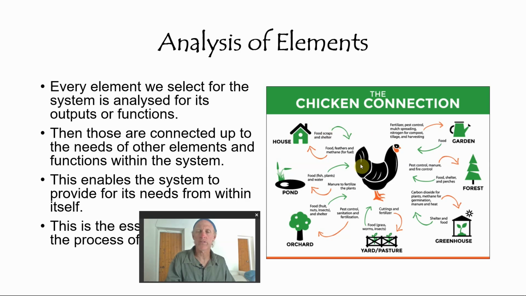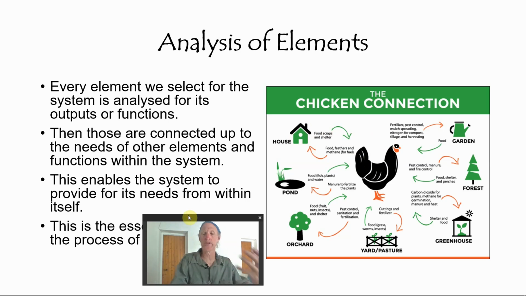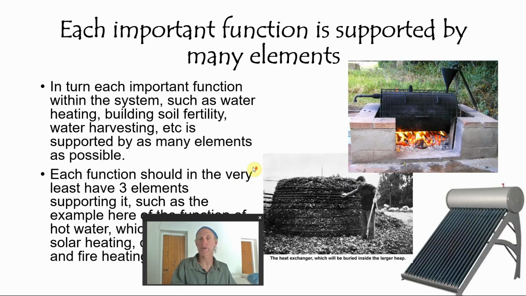The house provides food scraps for the chicken to consume. The chicken provides feathers, methane. It provides food for the house. It can also provide an alarm clock. The more imaginative you are with the reality of your elements, the more effective your self-regulating process will be.